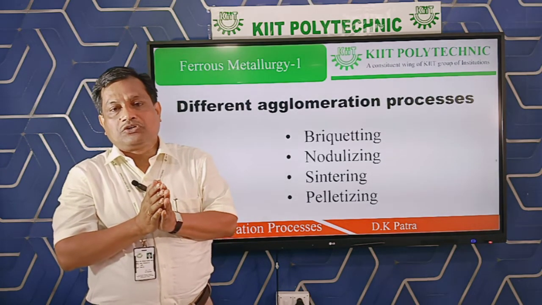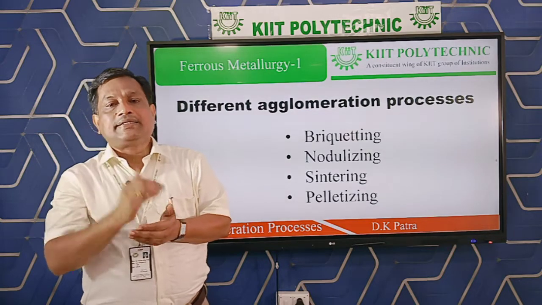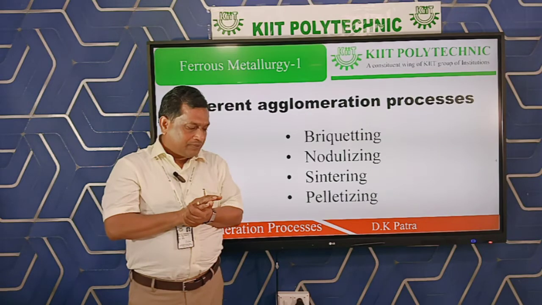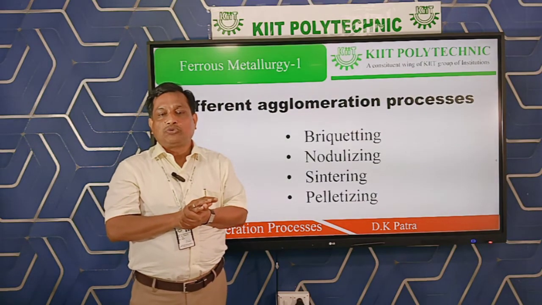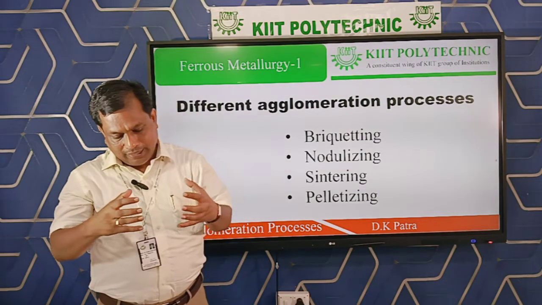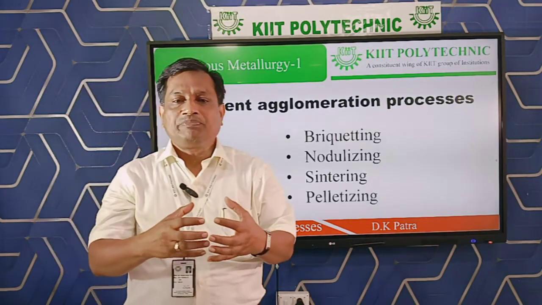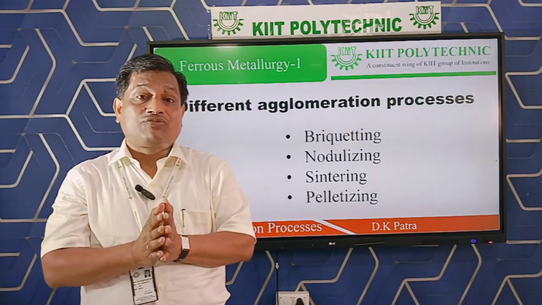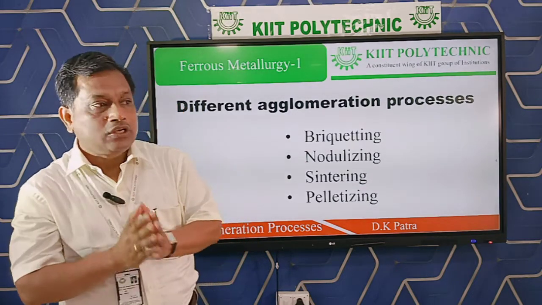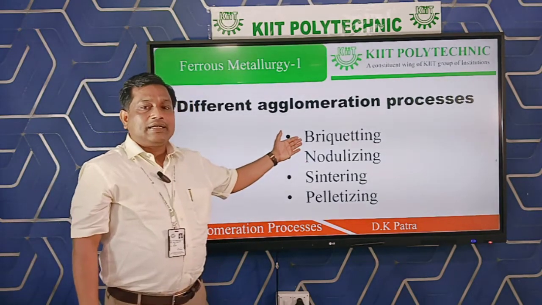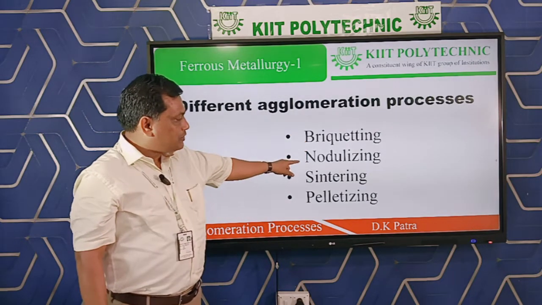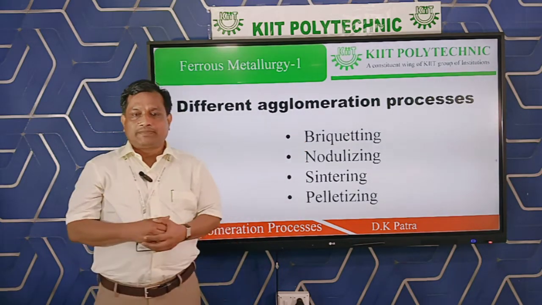So the bond is not strong. We have to fire it in a tunnel kiln to a temperature of around 1350 degrees centigrade. What will happen? The particles will be strongly bonded with each other and the strength of the material will increase. But this process has failed because of the lack of porosity, as the product is dense in nature. Then the second process comes, that is the nodulizing process.